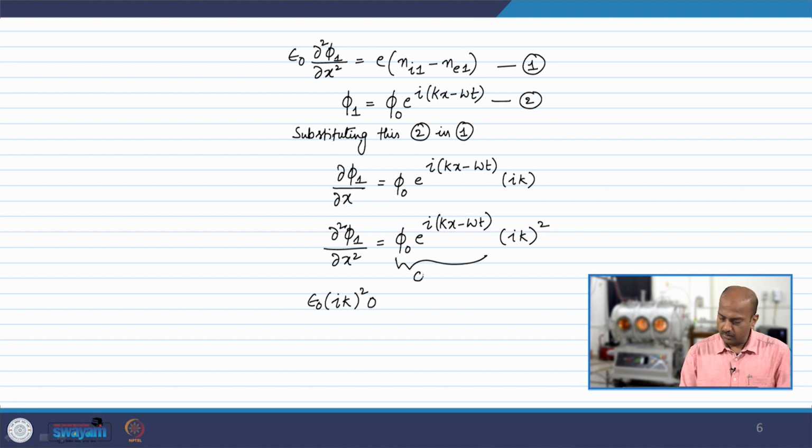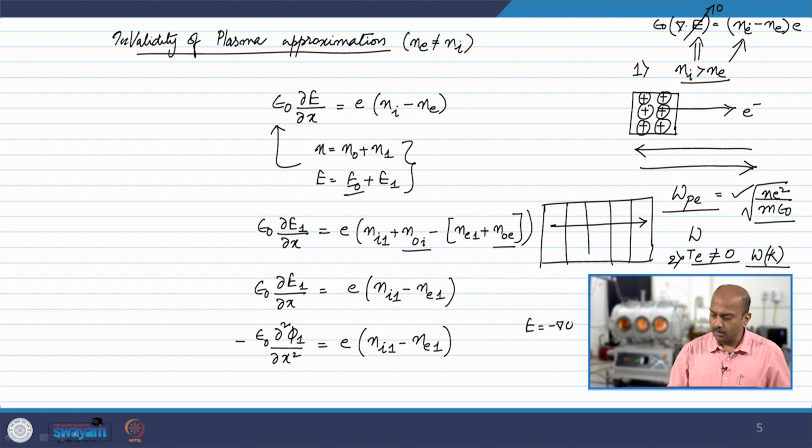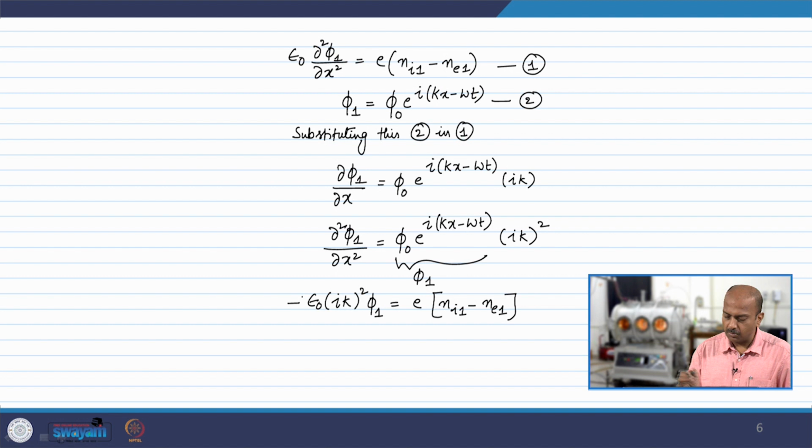All of this will still be phi 1. Phi 1 is equal to e. e is the charge in the Poisson equation, e times n i1 minus n e1. While writing the electric field in terms of potential, I forgot to write a minus here, because E is equal to minus del phi. So using that minus here, we will have this equation as minus epsilon naught i k square phi 1 is equal to e times n i1 minus n e1, right.